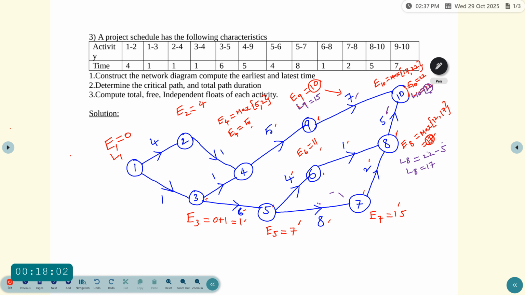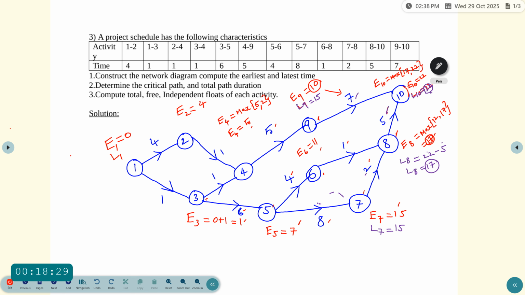So L8 equal to 17. Next you have to find the reverse value, which is L7. Similarly, same process. The previous event is 8 only. So L8 equal to 17 and then duration 2. So 17 minus 2 is equal to 15.